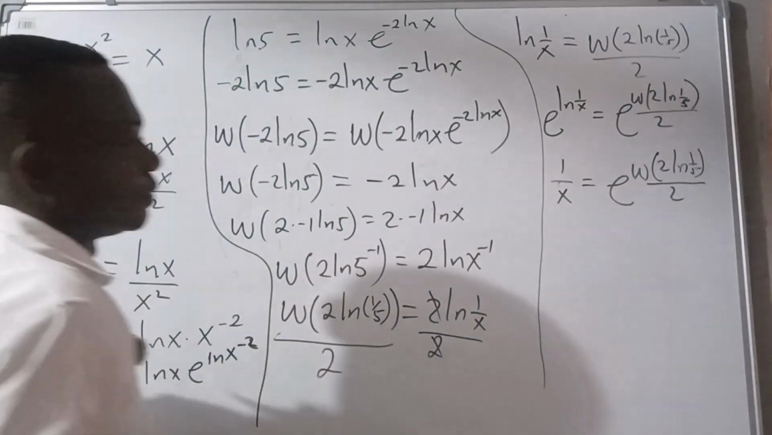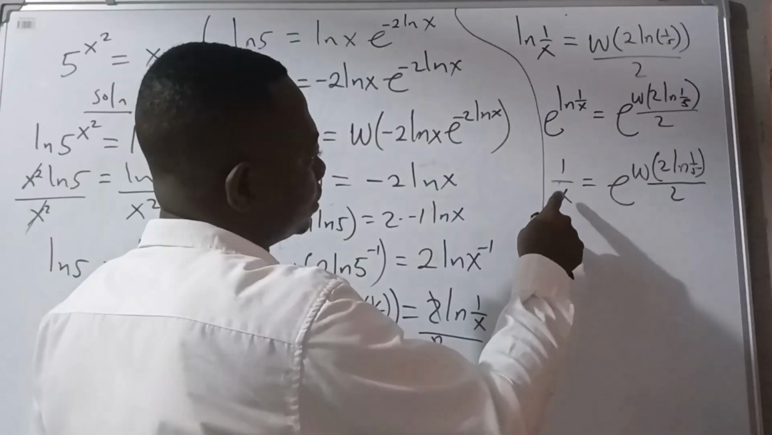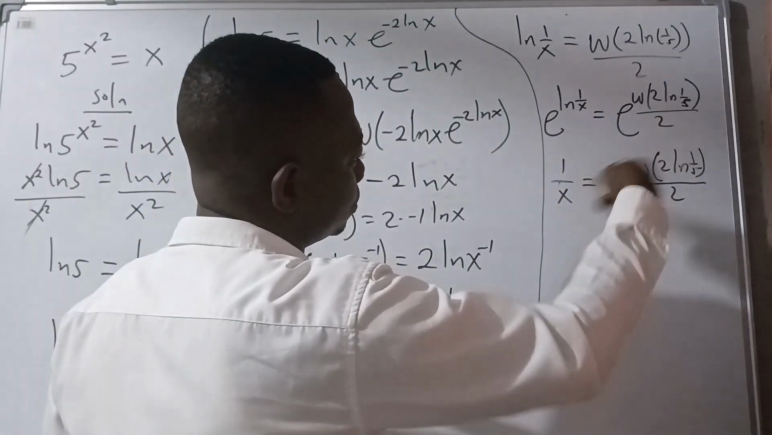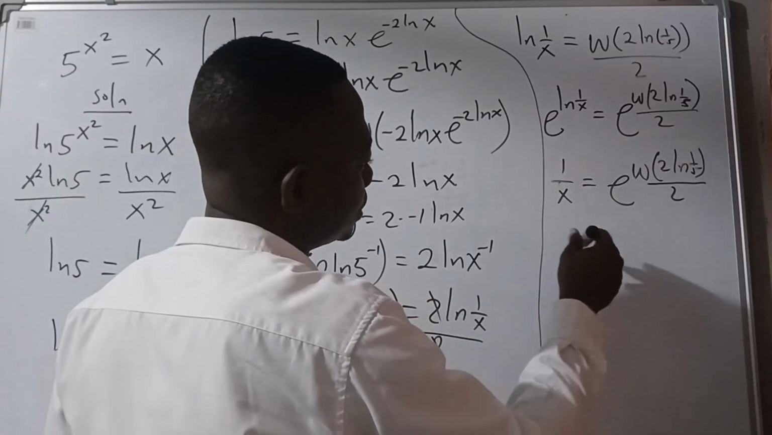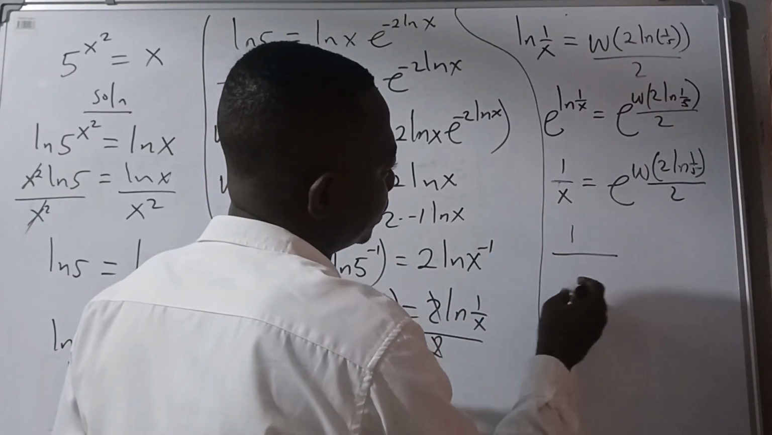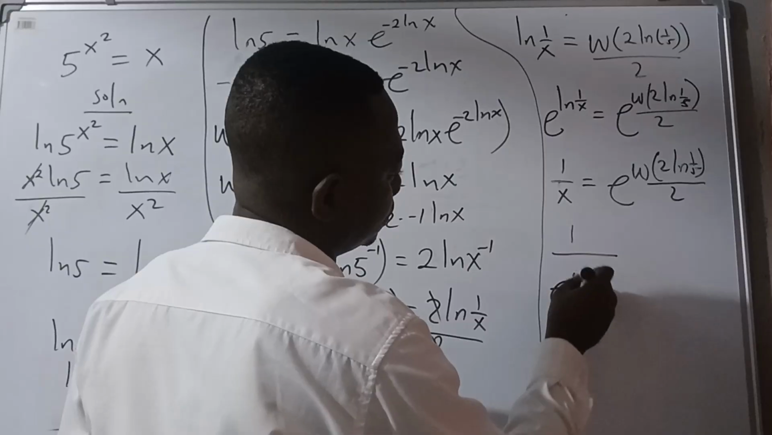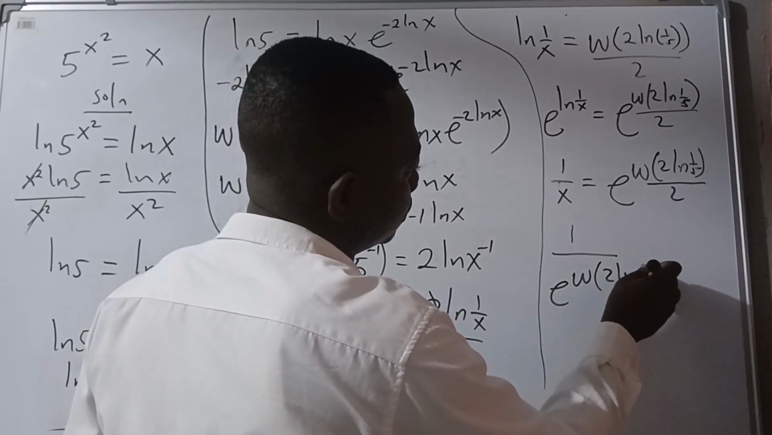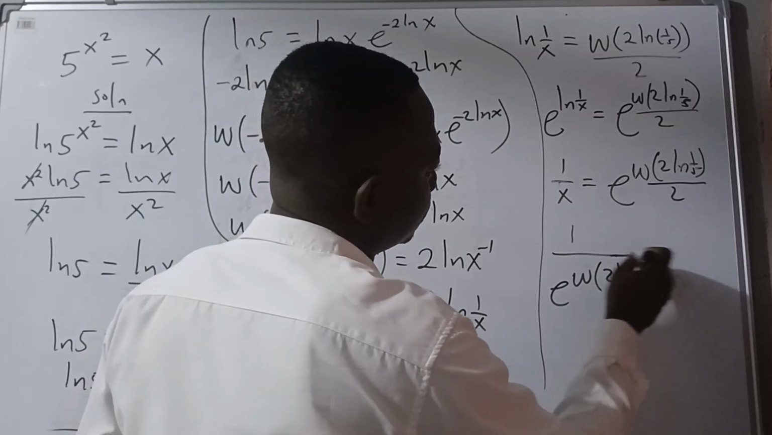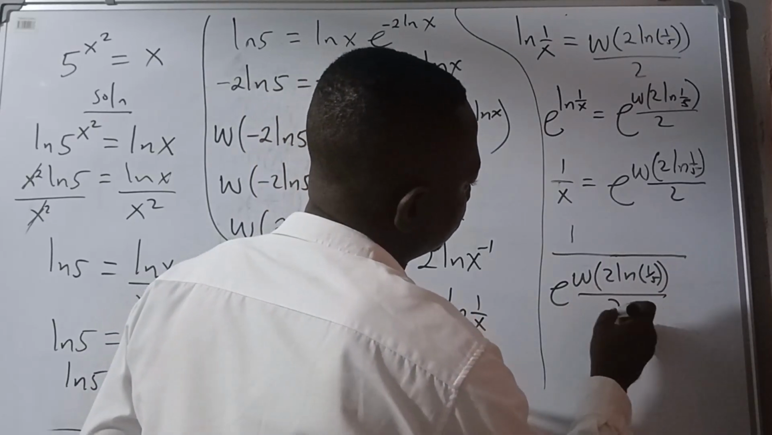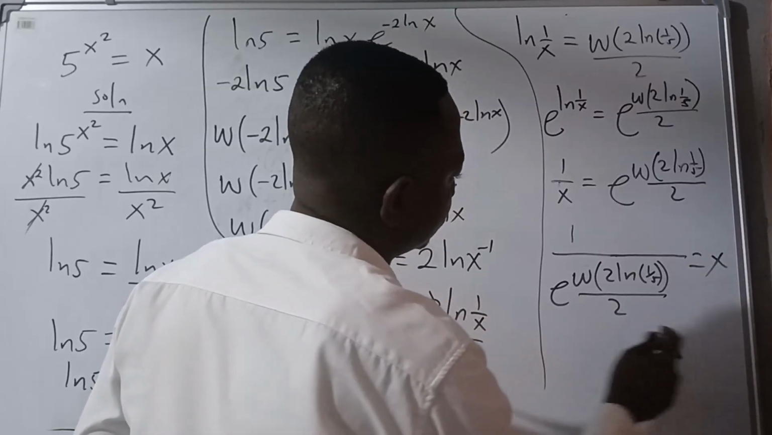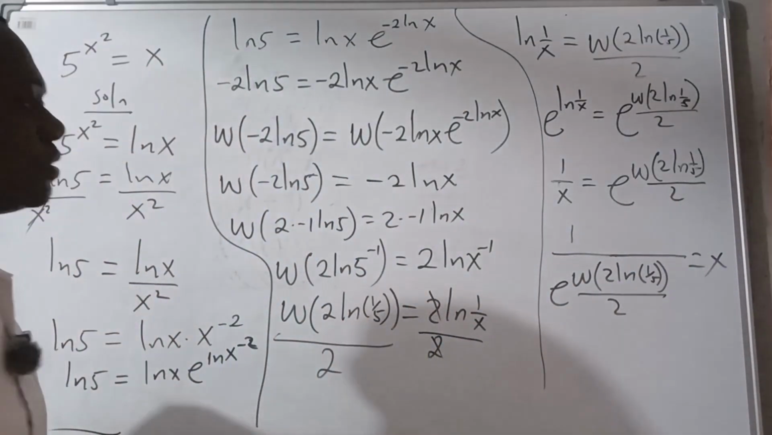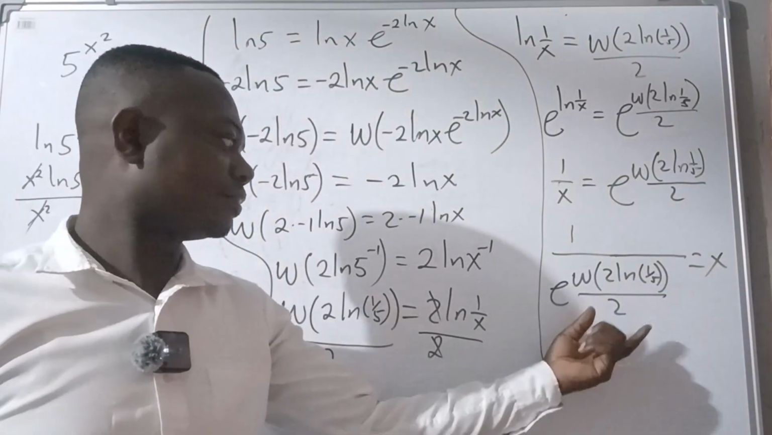Now remember we want the x, so this one will go and this one will come, like that. So that will be 1 over e raised to the W function of 2 ln of 1 over 5, over 2, equals x. So x has this solution. This is the solution: x equals this.